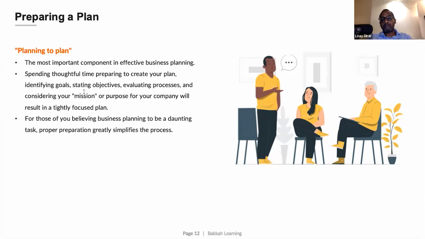So the most important component in effective business planning is spending enough time in preparing to create your plan. Identifying goals, stating the objectives, evaluating processes, and considering your mission or purpose for your company will result in a tightly focused plan. For those of you believing in business planning to be a daunting task, proper preparation greatly simplifies the process. People usually think that developing a business plan can be an overhead, but that's not true.